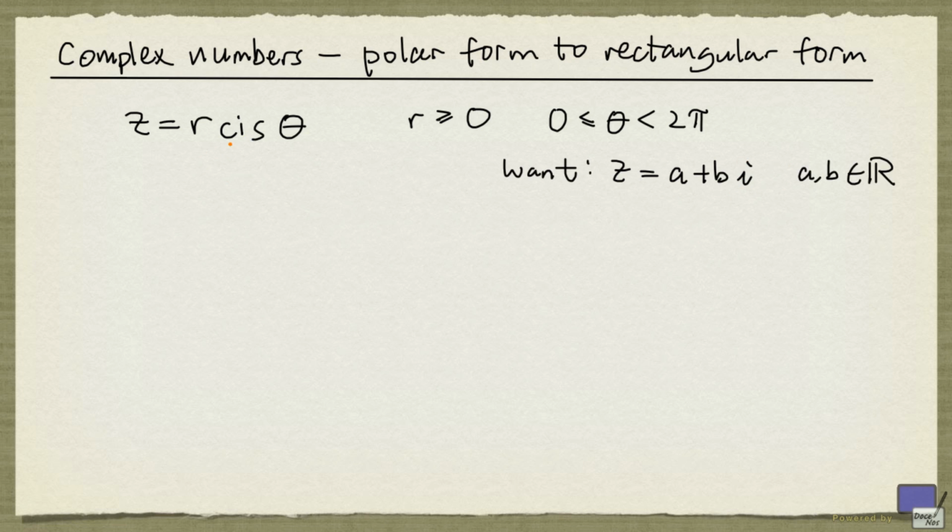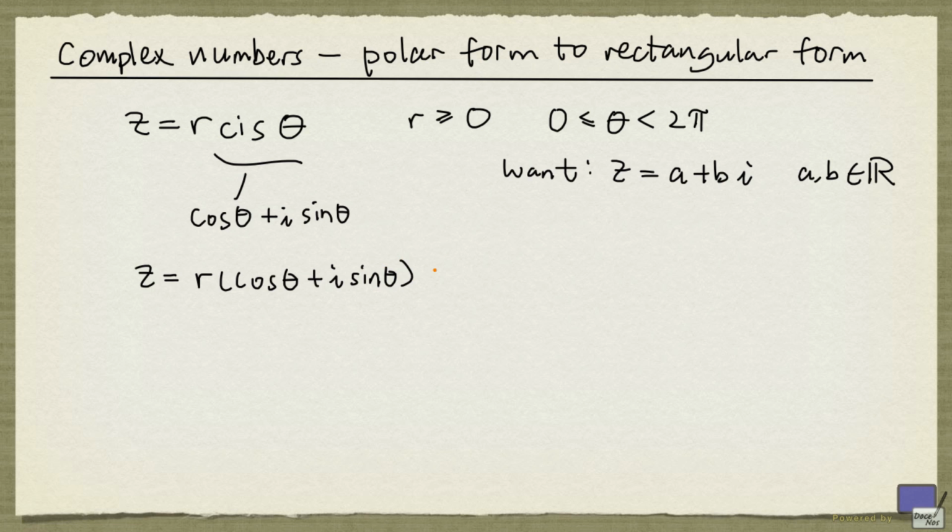To find a and b, remember that CIS theta is simply an abbreviation for cosine theta plus i times sine theta. So that means z is equal to r times (cos theta plus i sine theta), and that gives us r cos theta plus r sin theta times i. And so this is our a and this will be our b.